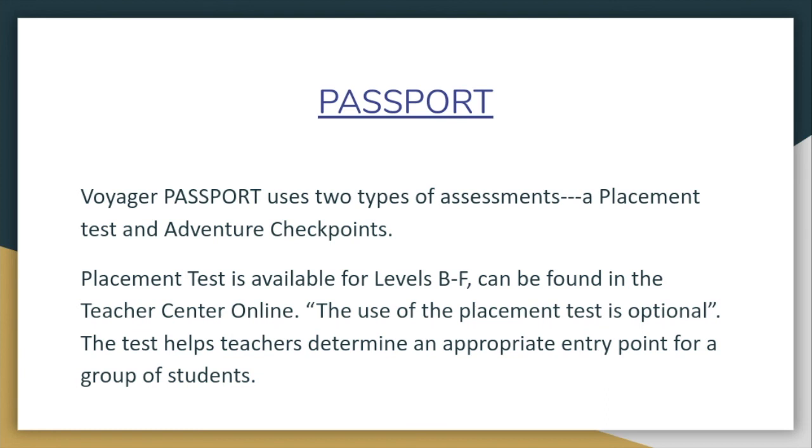Passport provides a placement test, but you have to determine ahead of time what level you are going to give them. The placement test is only for levels B through F. You can use this to determine what lesson you could start them off with. I do not find this helpful because in a group of 6 students, you are unable to start in 3 different places. I just start the students off at the beginning of the book and tell them it might be a review for some of them.